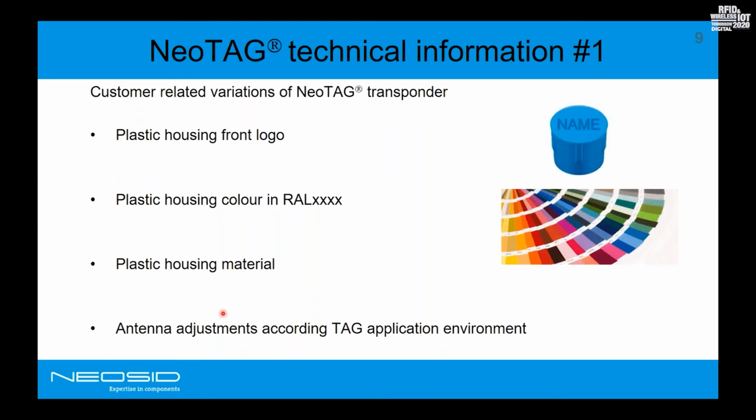The antenna adjustment is possible to bring the antenna of the transponder to the correct working frequency, because the environment has a big influence on the ferrite-based antenna inside.